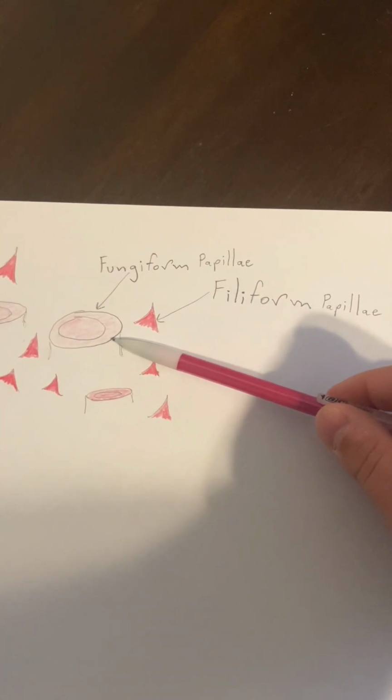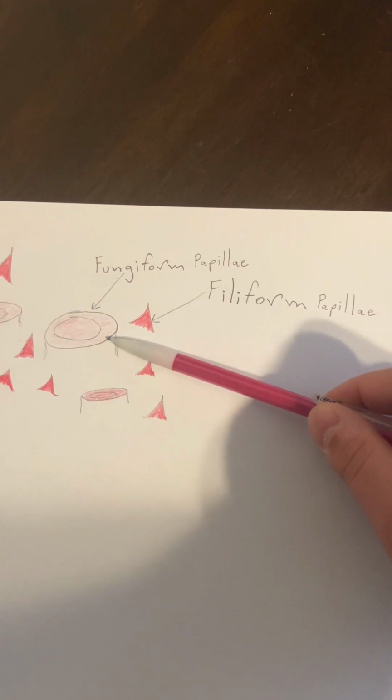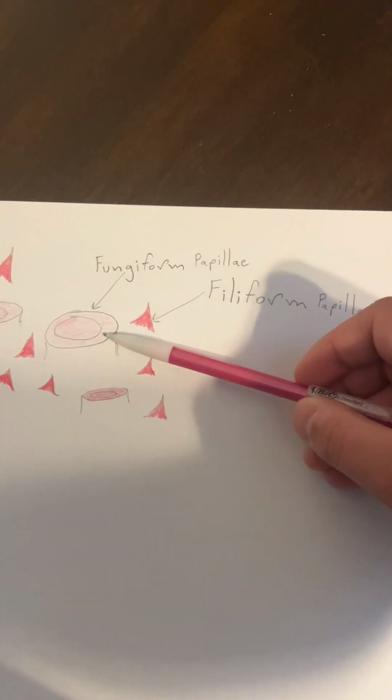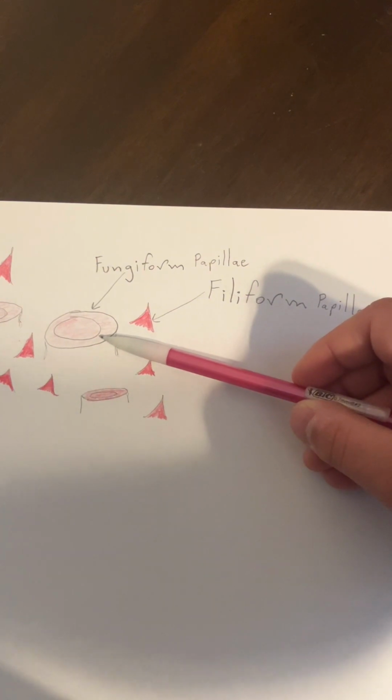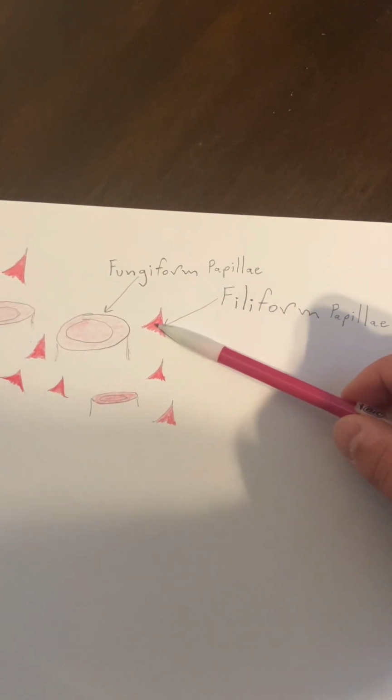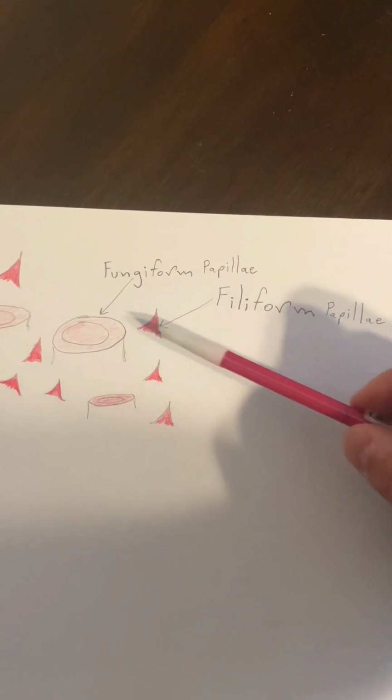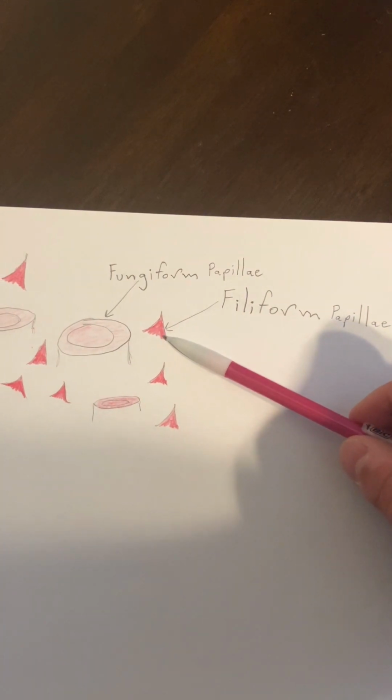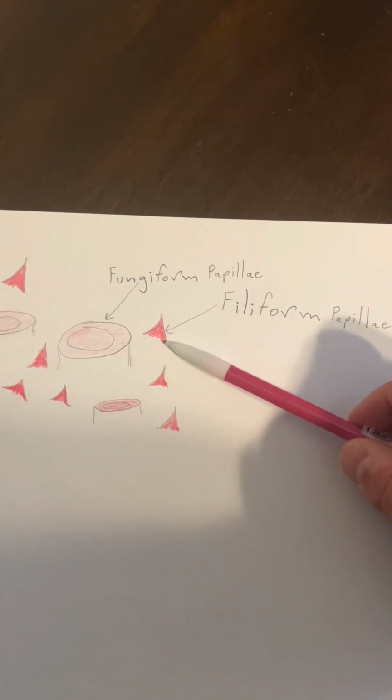Here's a close-up of the bumps you see on your tongue that are called fungiform papillae. These larger structures are the structures that contain most of the taste buds on your tongue. These smaller, more pointy structures called filiform papillae are located in between the fungiform papillae that you see.